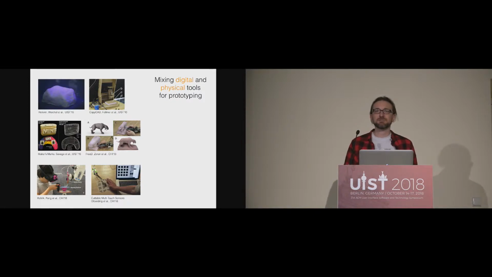This concept has been of interest for HCI so far, this mixing of digital and physical tools for prototyping. One stream of research goes into camera-based systems where you track the physical changes of an object and create a digital model from it. These systems are really great, but camera-based systems sometimes have problems with occlusion when the person is working on it, and some parts may be hidden.